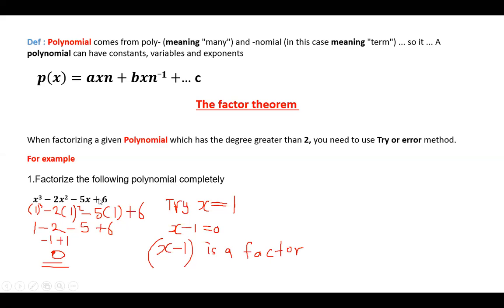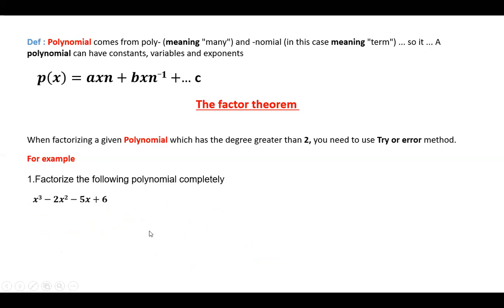The other way we can find the other factors that can go into this expression is by dividing this x minus 1 into x cubed minus 2x squared minus 5x plus 6. When we divide this factor into the given expression, we're going to get the other remaining two factors. So we can do that. Let me just write our first factor here.